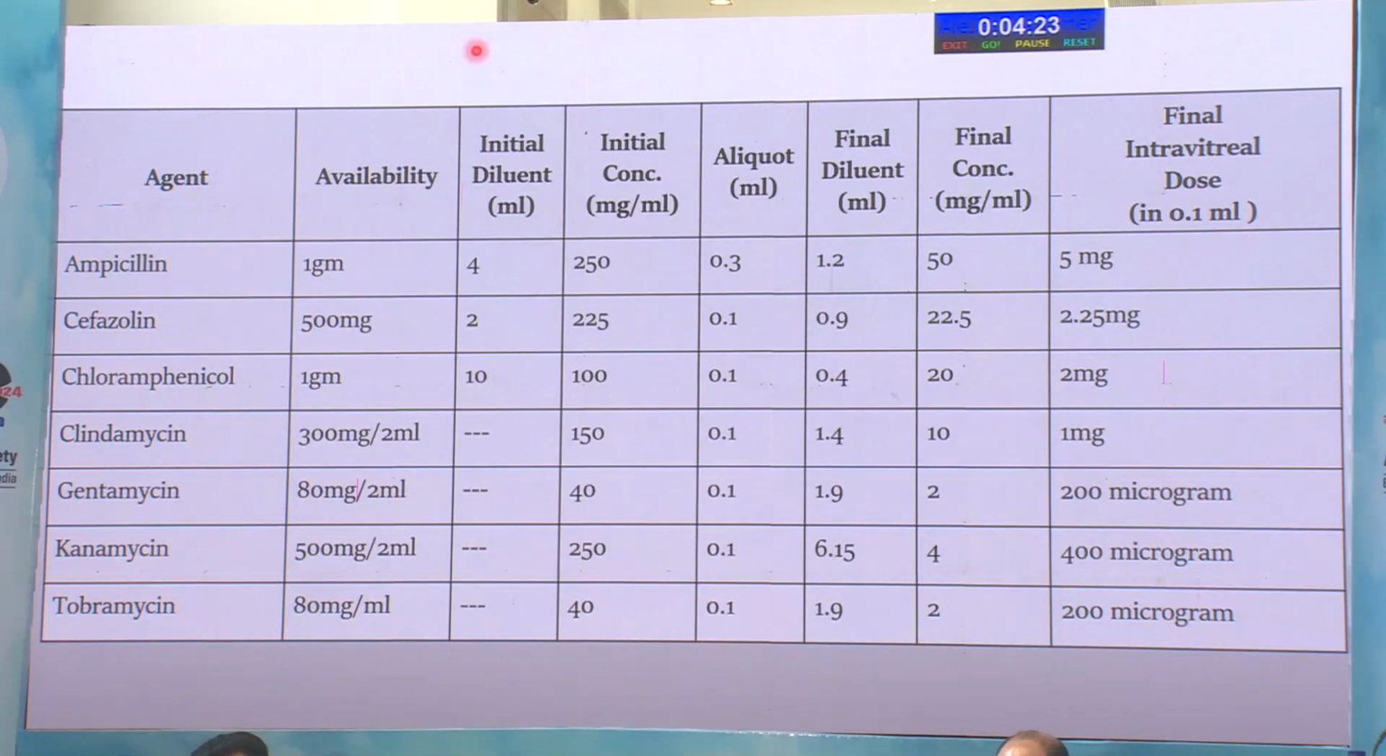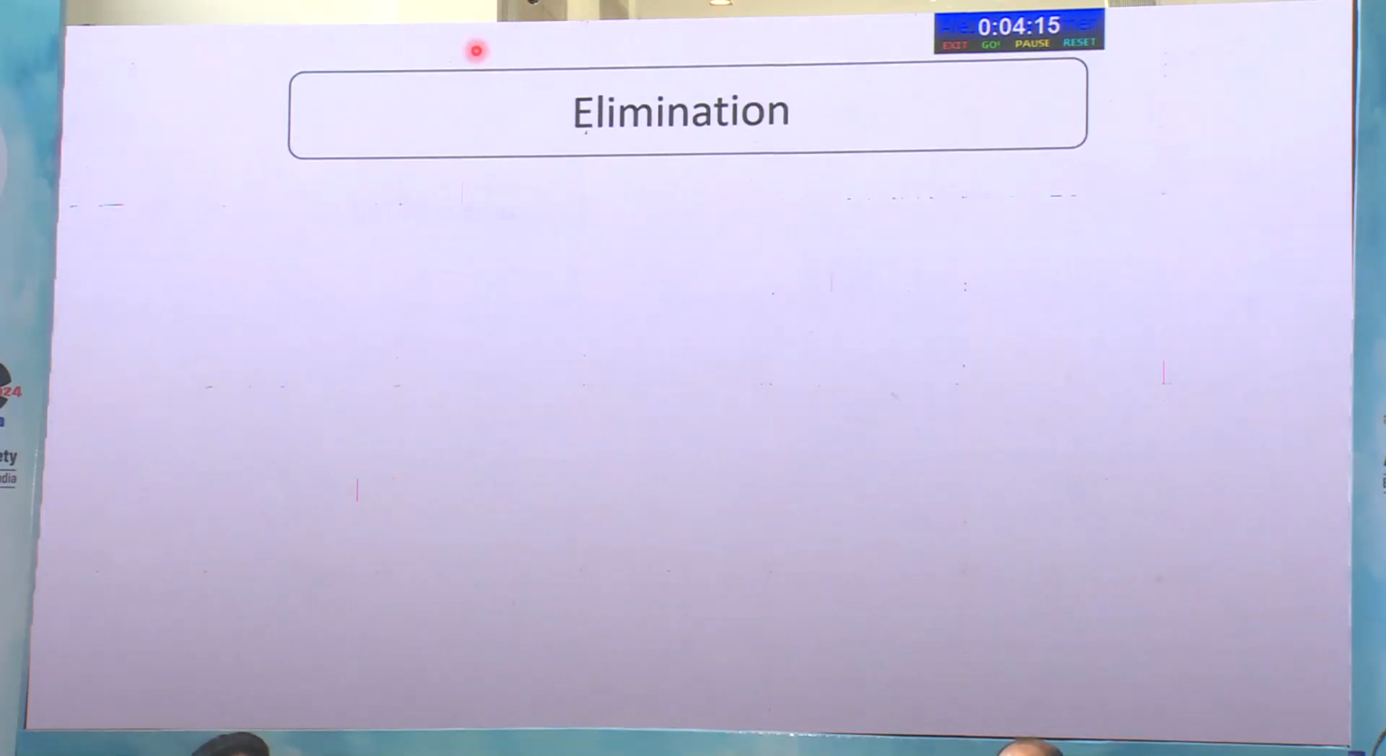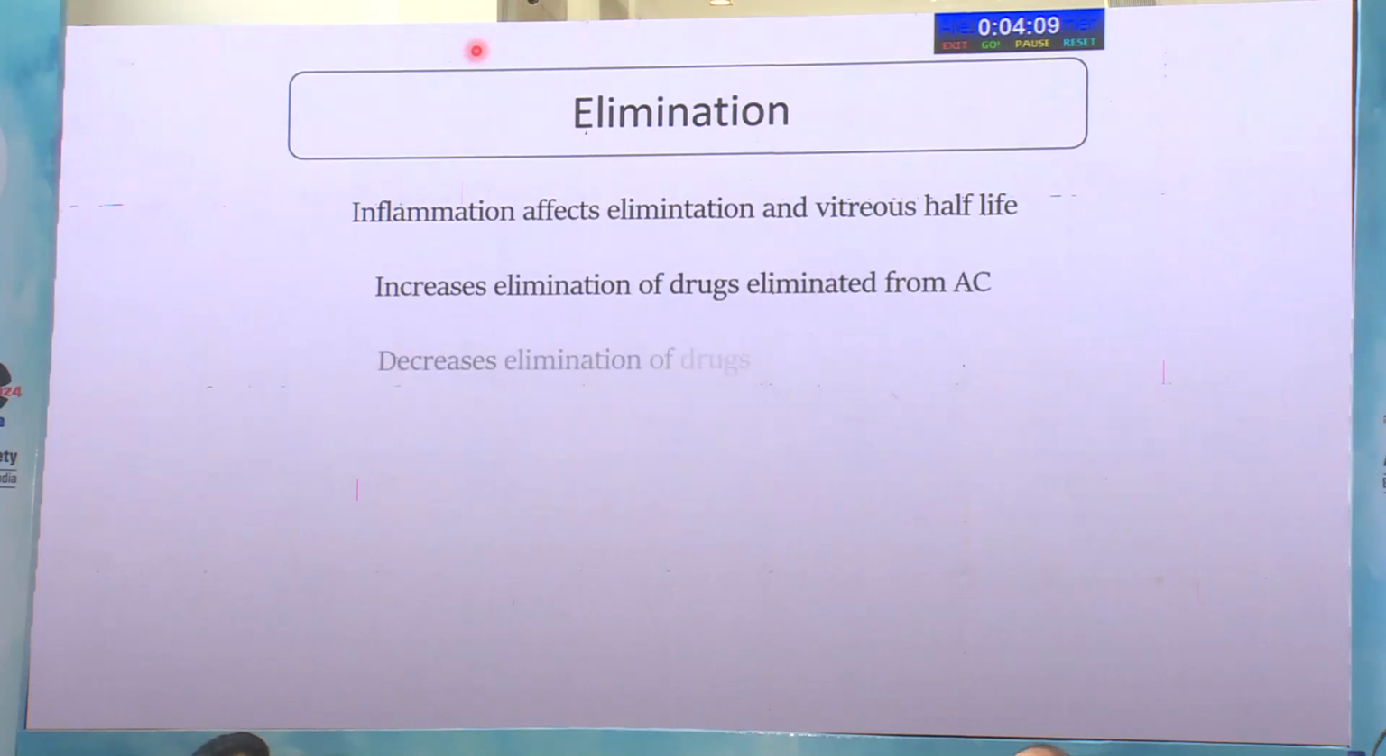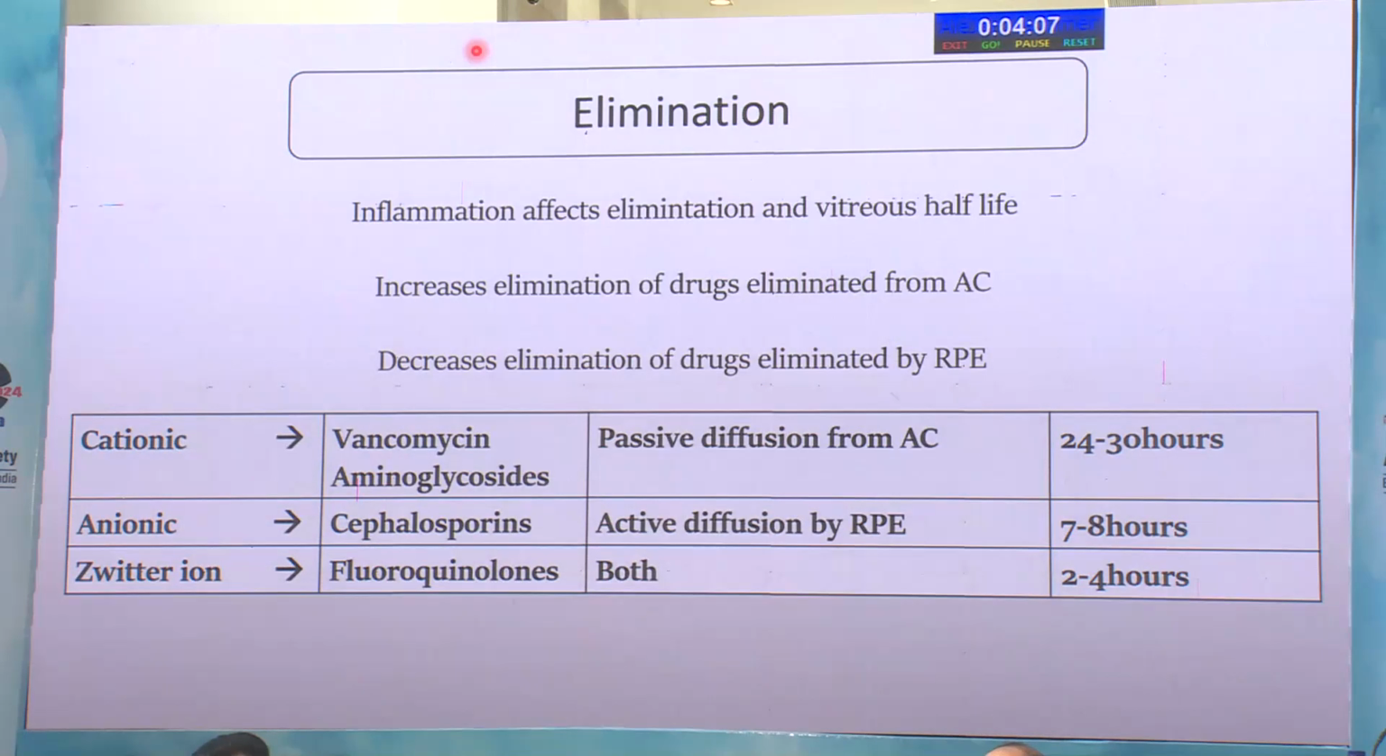Some other antibiotics which may be needed in case the sensitivity report guides us towards their usage. Now the elimination of these drugs: inflammation, like I said, affects the elimination and the vitreous half-life. Inflammation increases the elimination of drugs that are eliminated by the anterior route, like vancomycin, which are passively removed from the anterior chamber, and decreases the elimination of drugs which are eliminated by RPE, like cephalosporins. So this can also affect their effective vitreous half-life.